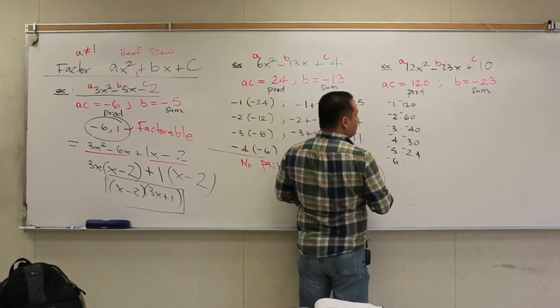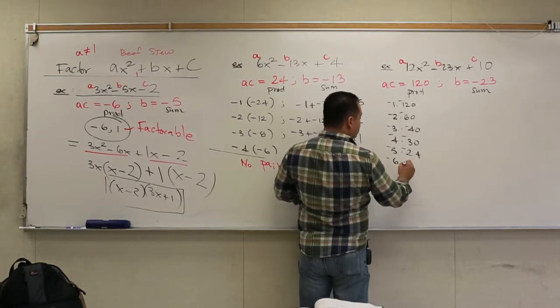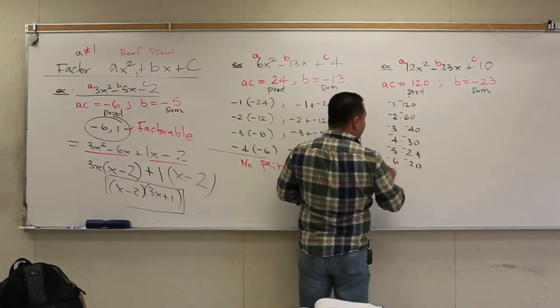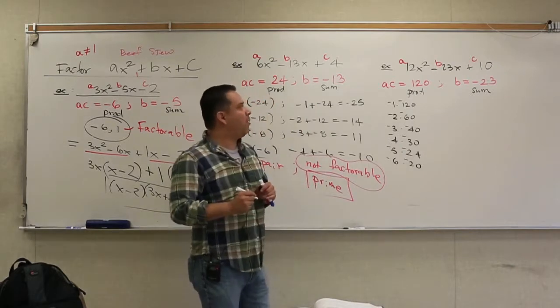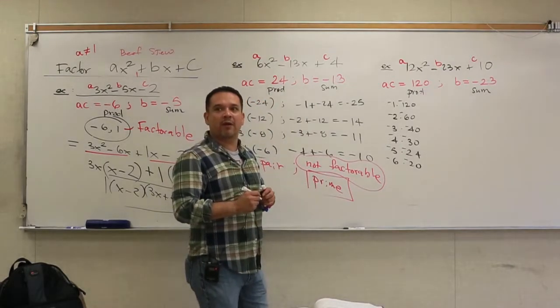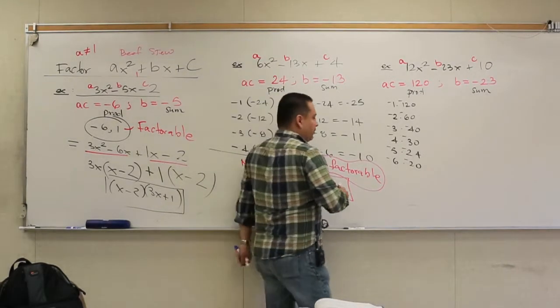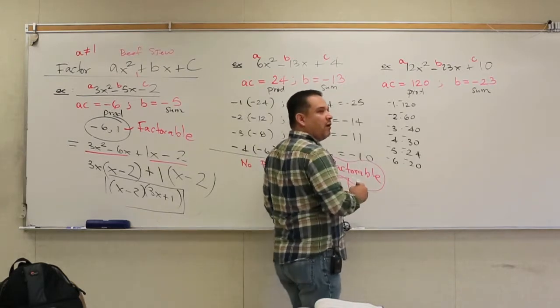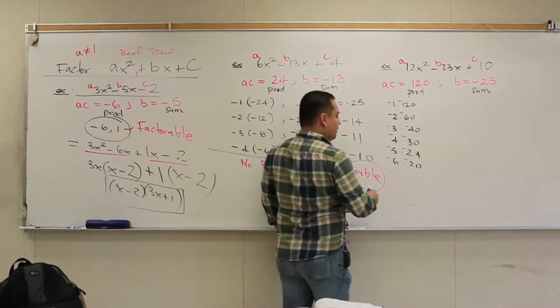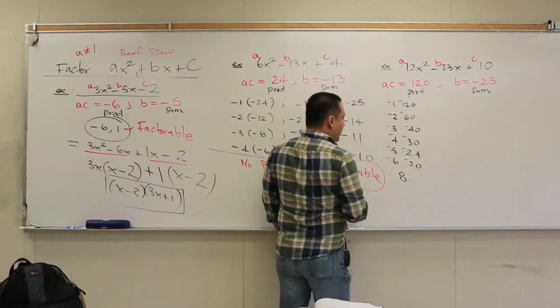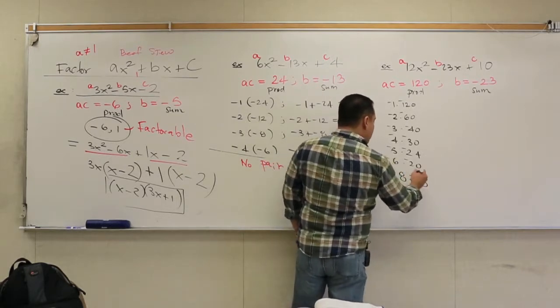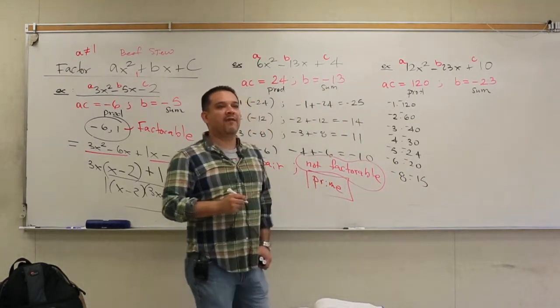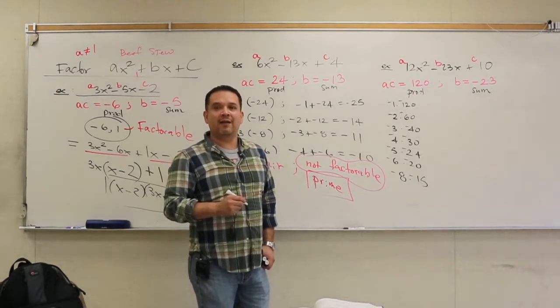Okay, 6. 6 times what? 6 times 20? They're both negative. Does that work? Boy, I guess we really have to know arithmetic, don't we? Shoot. Does 7 work? What about 8? 8 times 15. Does that work? Negative 8, negative 15? Yes, it does.